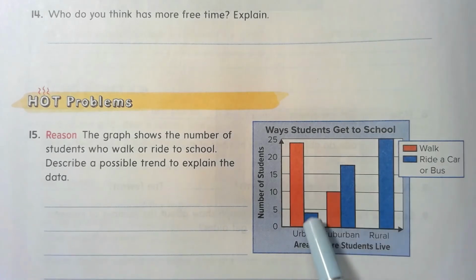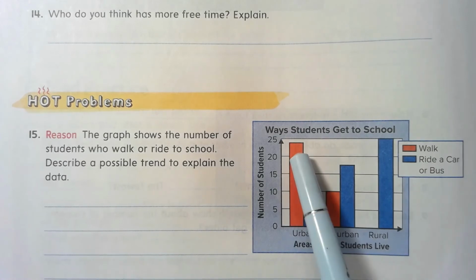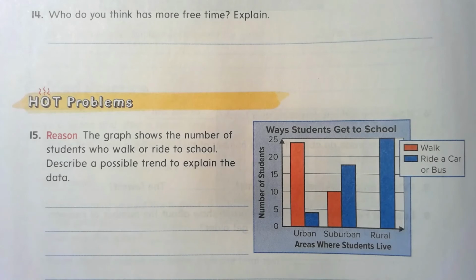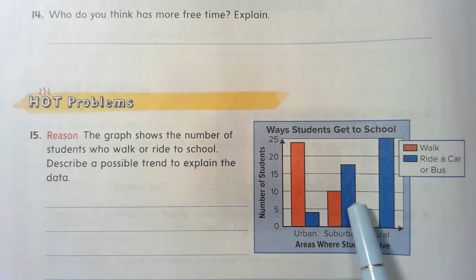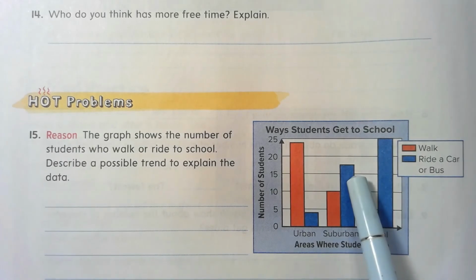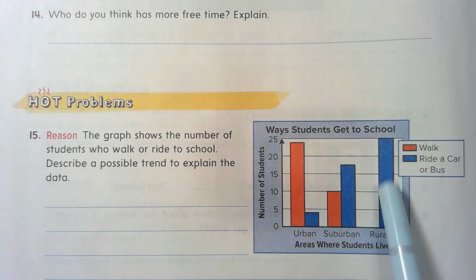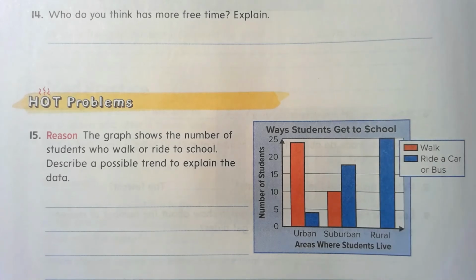So it appears that in urban areas, there's a significant amount of students who walk compared to ride a car or take the bus. Whereas in the suburbs, it's actually fairly close, but ride a car or take a bus gets higher. And then in rural areas, according to this data, everybody rides a car or takes a bus. Nobody walks to school.